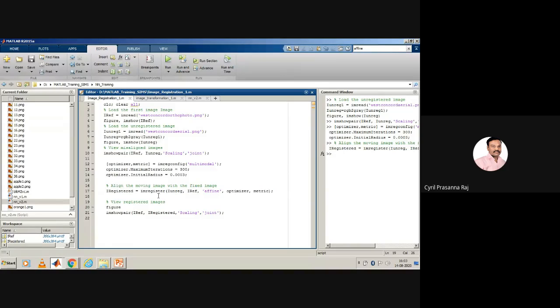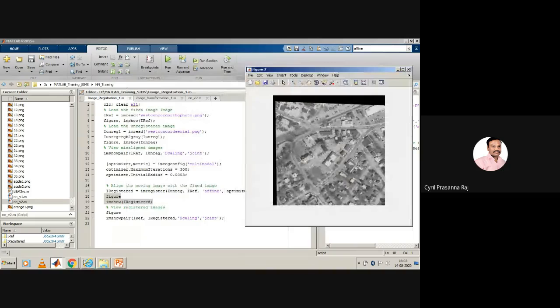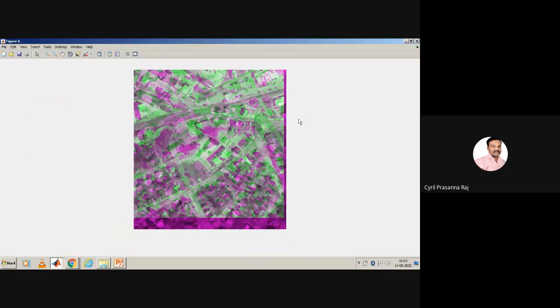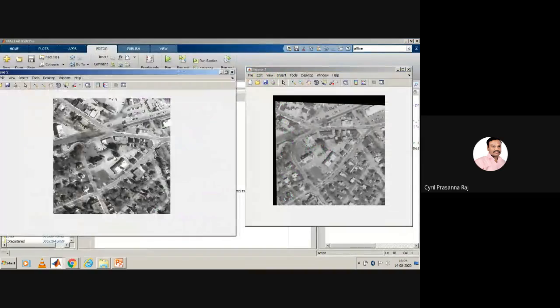Let us see what is the registered image. So we'll try to go figure. Register. So this is the registered image that we get. This is the registered image. This is the original image.